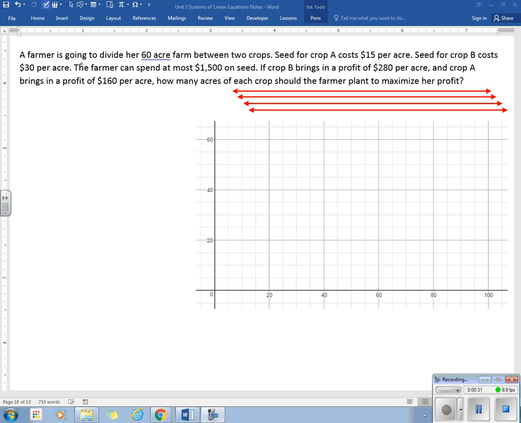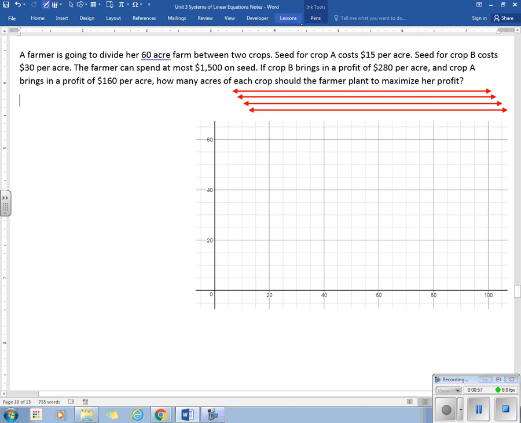It says a farmer is going to divide her 60-acre farm between two crops. Seed for crop A costs $15 per acre. Seed for crop B costs $30 per acre. The farmer can spend at most $1,500 on seed. If crop B brings in a profit of $280 per acre and crop A brings in a profit of $160 per acre, how many acres of each should the farmer plant to maximize profit?